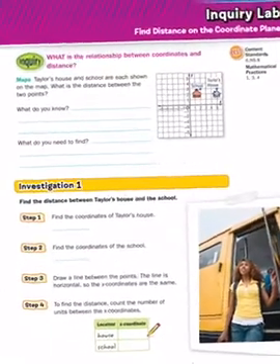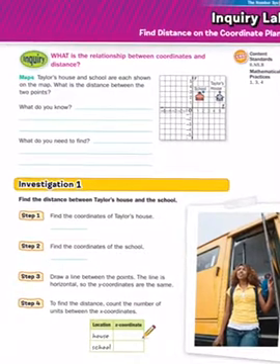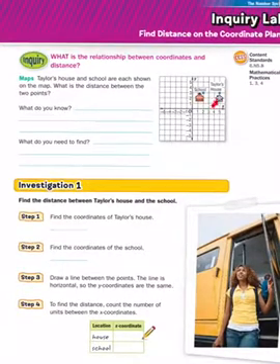So step 1 says find the coordinates of Taylor's house. So Taylor's house, which is right here, is going to be at 5, 3. So write that down in step 1. 5, 3. Now, find the coordinates of the school. So, when we look at the school, it's at 2, 3. So, write those coordinates down. Now, step 3 says, draw a line between the points. The line is horizontal, so the y coordinates are the same. So, we'll draw a line between the points.